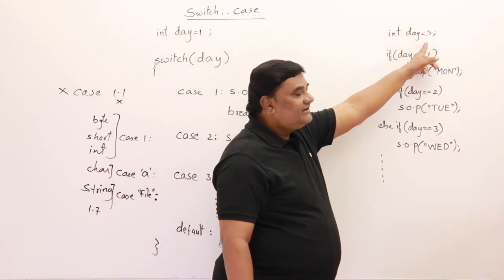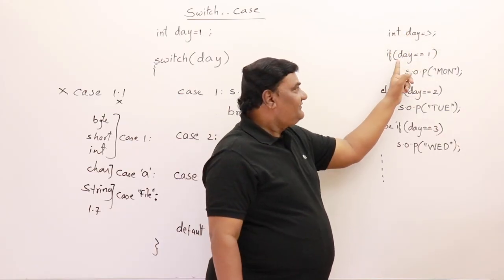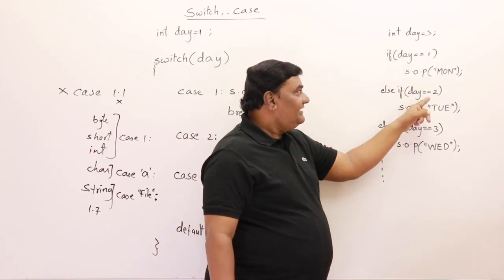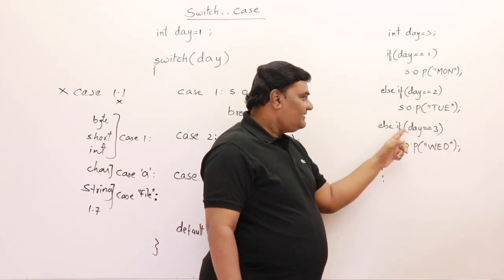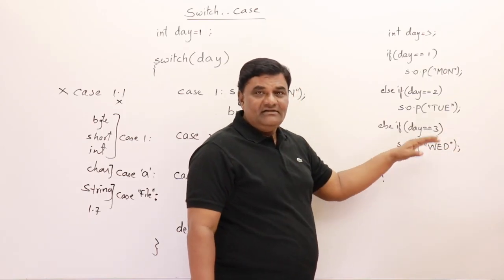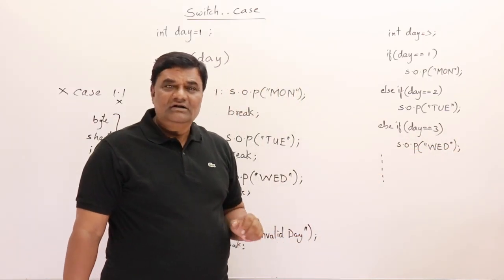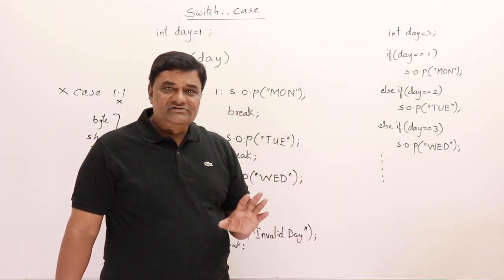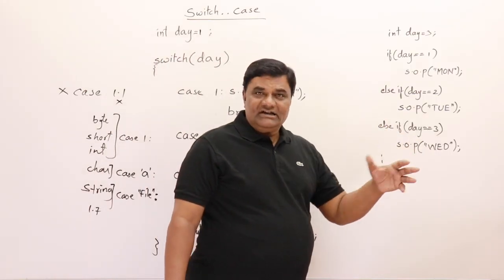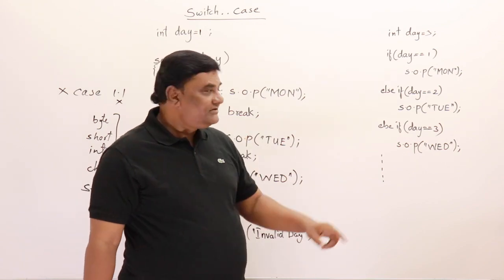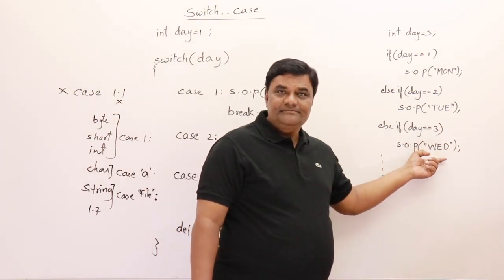If day is 3, then how it works? First it will check, is that day is 1? No. Else if day is 2? No. Else if day is 3? Yes. Then it will print Wednesday. Then it will come out of the block. And after this I have to write few more else if. It will not check those because this is true and it will come out. So it has checked 3 conditions to print Wednesday.